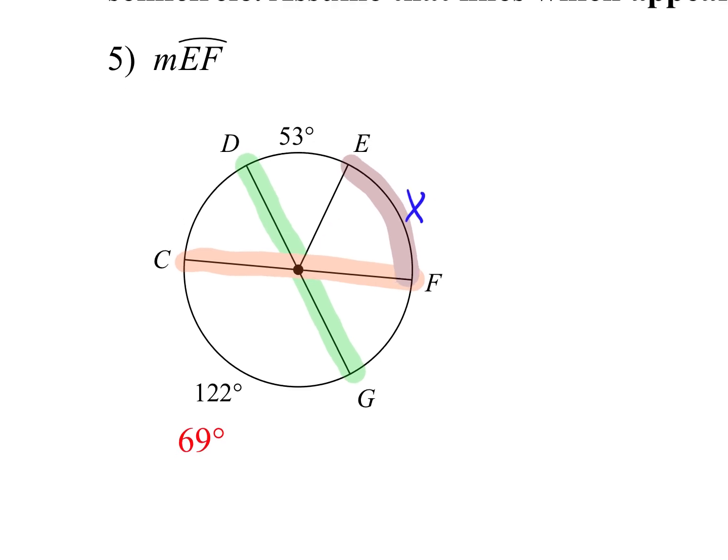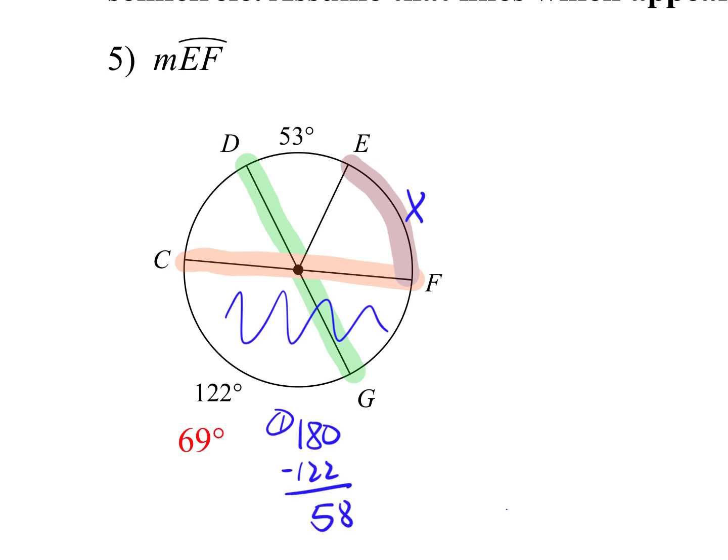Because this whole thing here is 180, I can say 180, and this is step 1, minus 122, and that gives me 58, which is FG. So now that one's 58. Same thing for CD, 58 degrees here. Just curious, what kind of angles are these right here that form an X and are across from each other?